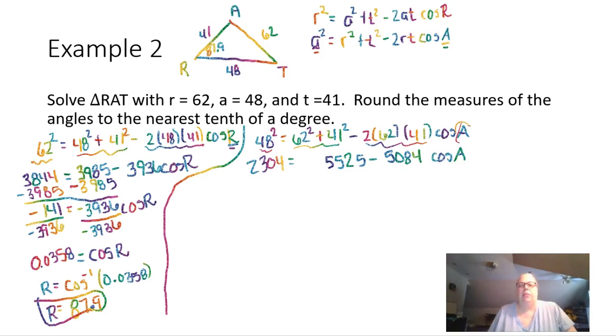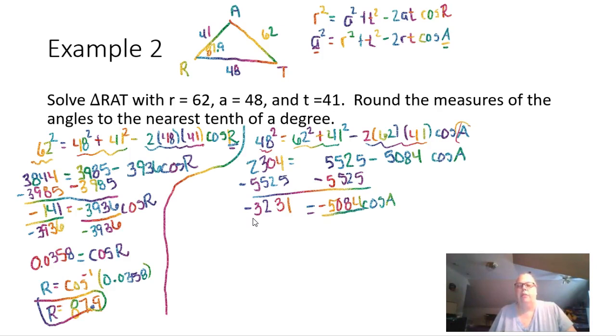And here's what I get after I've squared the 48 and squared the 62 and the 41 and then added them together and then multiplied the 2, the 62, and the 41. All right, let's keep going. We need to move this 5,525 over here to the other side and subtract those. And we know on the other side we're going to end up with negative 5,084 times the cosine of A. And over here, we're going to end up with a negative number. Let's put it in the calculator and see. And it gives me negative 3231.